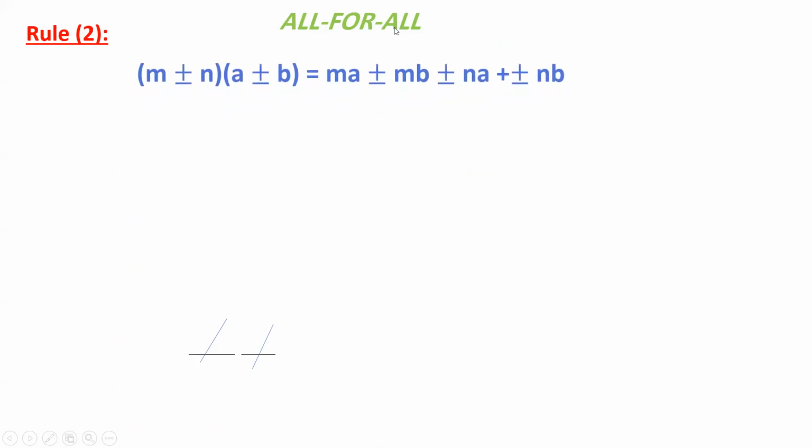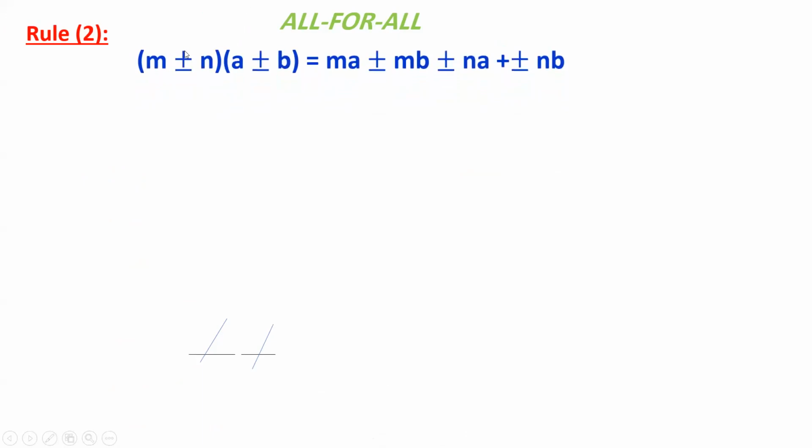Now, rule number 2, we call it all for all. What we mean by this is (m plus or minus n). So inside the parentheses, we might have a plus or a minus. This parenthesis, we call it a binomial because inside we have two things, which are m and n. It is multiplied by another binomial, which is (a plus or minus b). So here we have a binomial multiplied by another binomial.